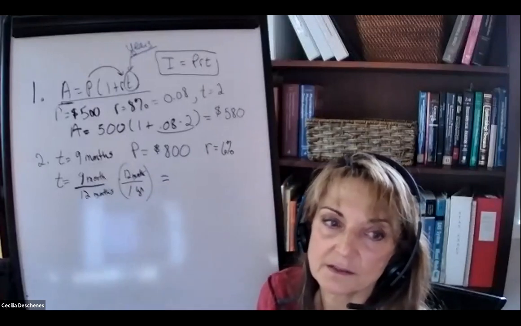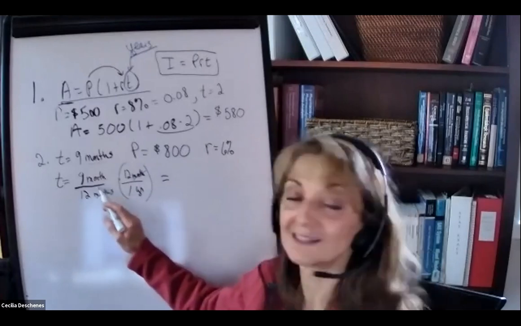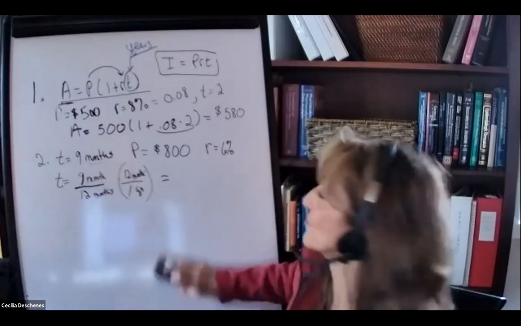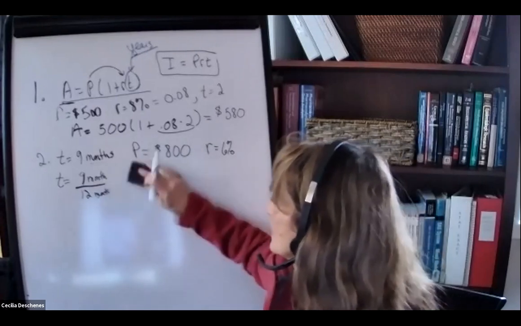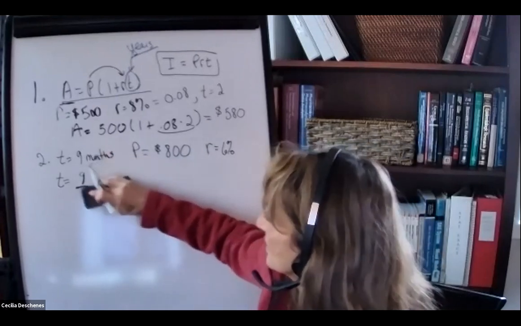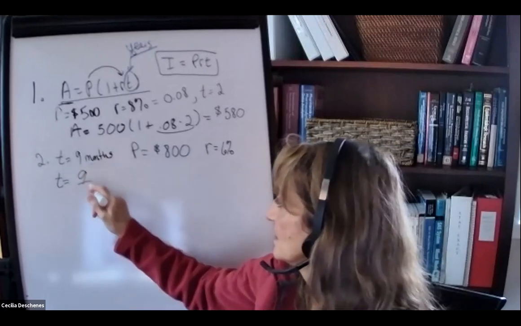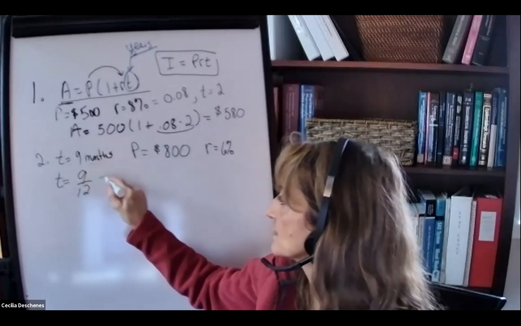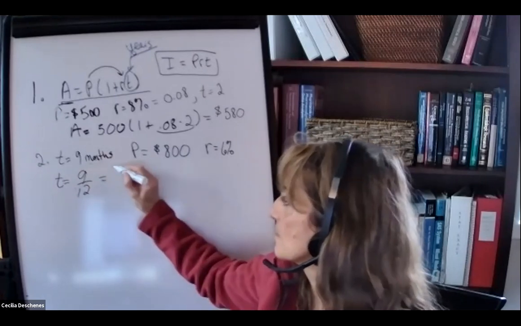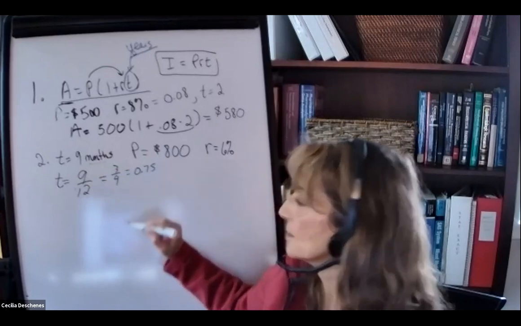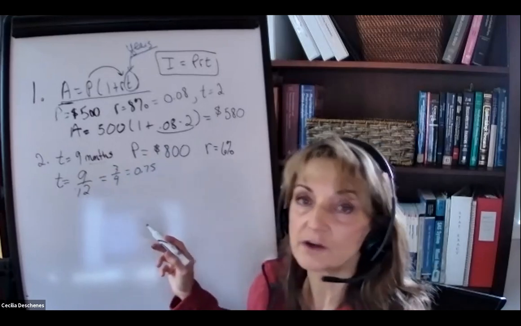All right, if I can't edit it, just forget what I just did there because I think it's just going to confuse everyone. I'm going to erase that. Let's just keep this simple and say this is 9 months out of 12 months, which is the same thing as 3/4 or 0.75. So it's 3/4 of a year.